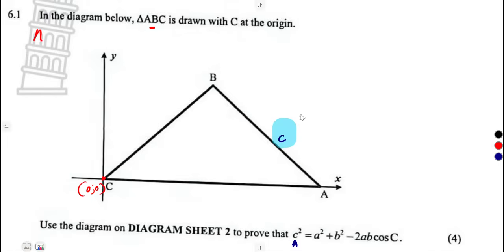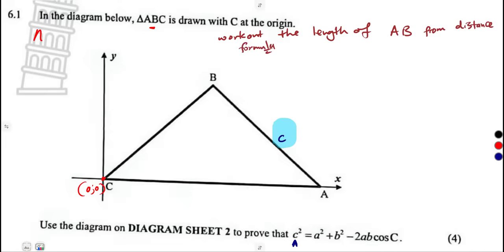So you work out the length of AB, where we have C there, using the distance formula. So you can simply use our distance formula.